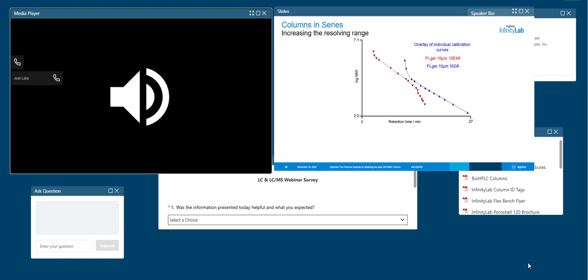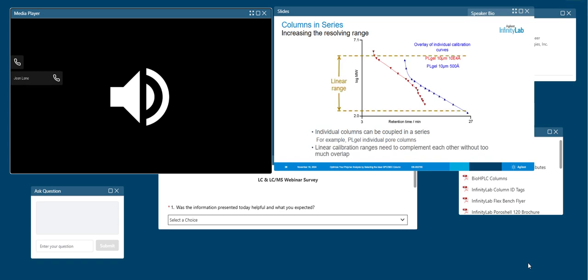In this example, we're combining two 10-micron columns, a 500 angstrom and a 10 to the 4 angstrom. The 500 angstrom column's upper molecular weight limit is 30,000. The upper limit for the 10 to the 4 is 400,000, while its lower limit is 10,000. A little bit of an overlap, but not too much. The slopes of the two columns are also very similar. Putting these two columns together in series now gives an effective calibration range from 500 to 400,000, much wider than either column used on its own.